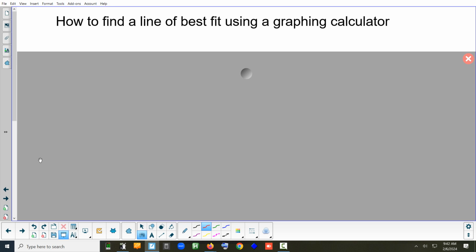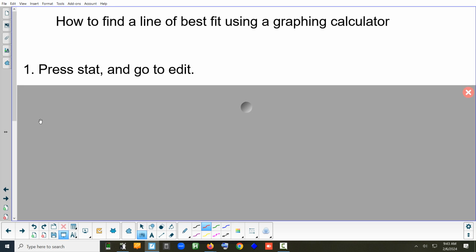So there are pictures on your guided notes to help you remember what it looks like. All right, it says how to find a line of best fit on your graphing calculator. Do you have a table under example 3 with numbers already in it? Perfect. Okay, we're going to use those numbers.